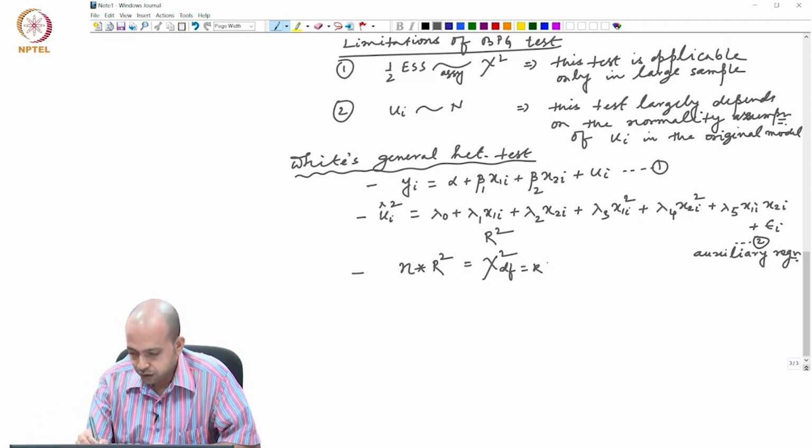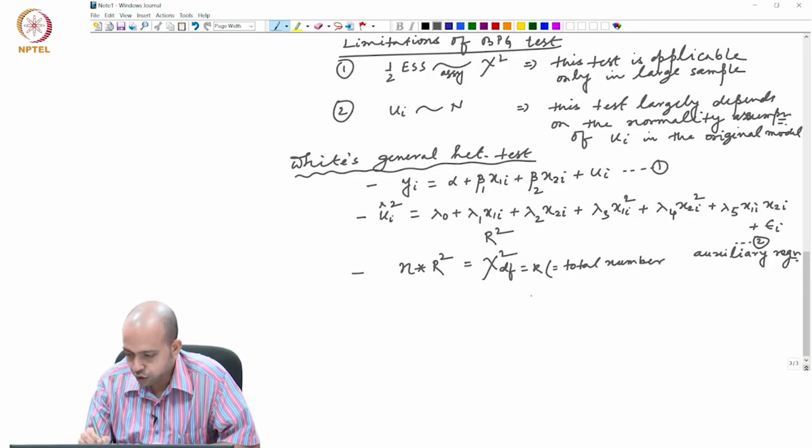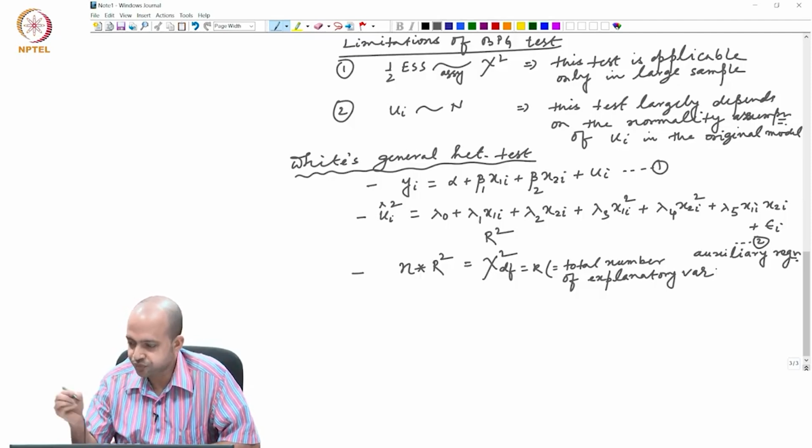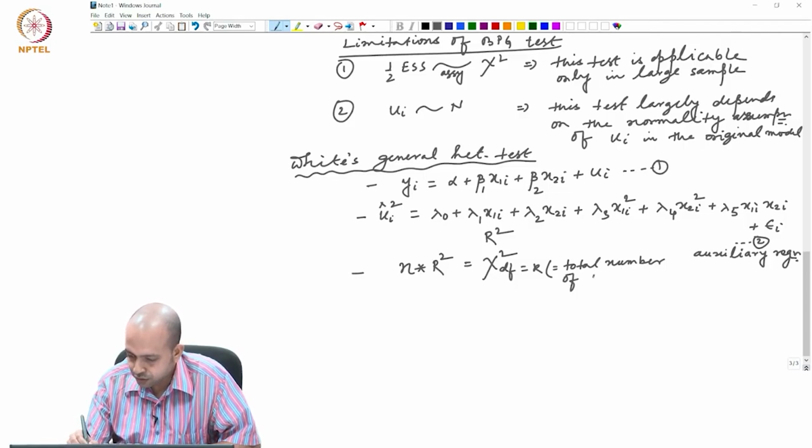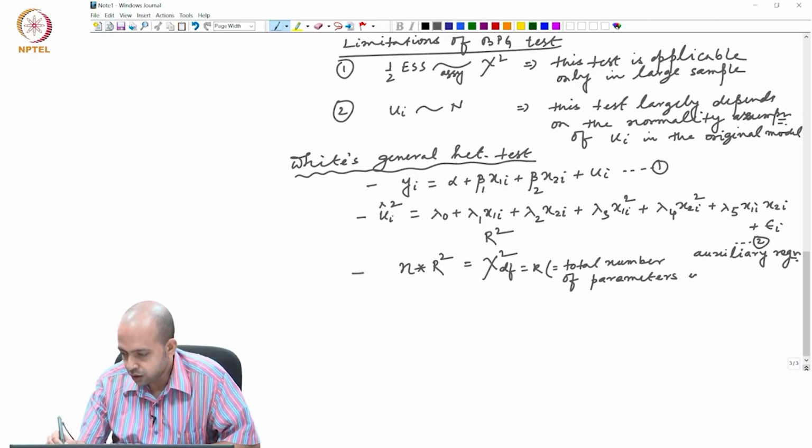K equals the total number of explanatory variables, or I will say the total number of parameters in the auxiliary regression, but excluding the intercept.